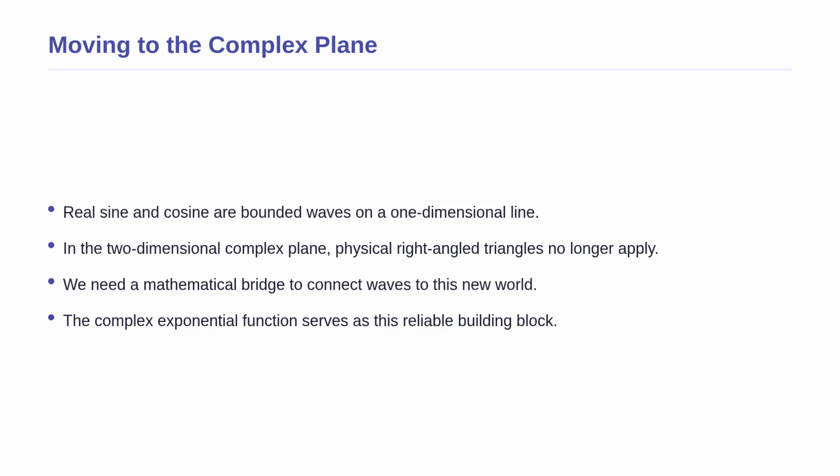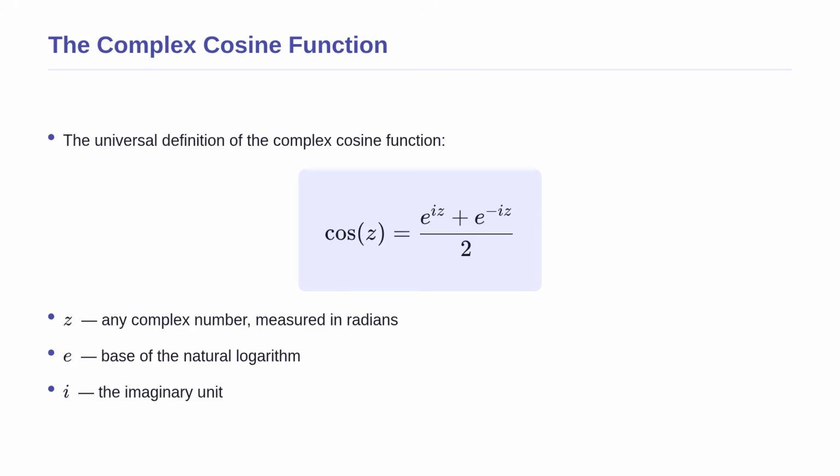Because we already know how exponentials behave with complex numbers, we can use them as a reliable foundation to redefine sine and cosine entirely. This brings us to the official universal definition of the complex cosine function. Conceptually, this formula comes from Euler's identity, which links spinning circles to exponential growth. In this equation, z represents any complex input, such as x plus iy. The symbol e is the base of the natural logarithm, and i is the imaginary unit.